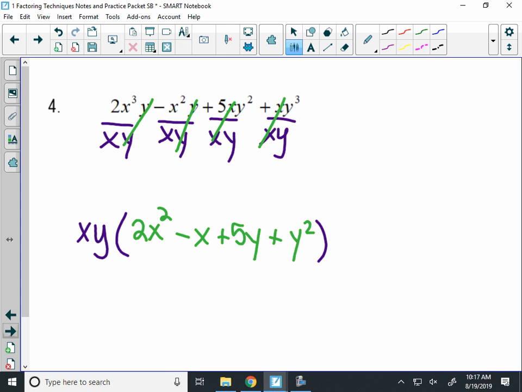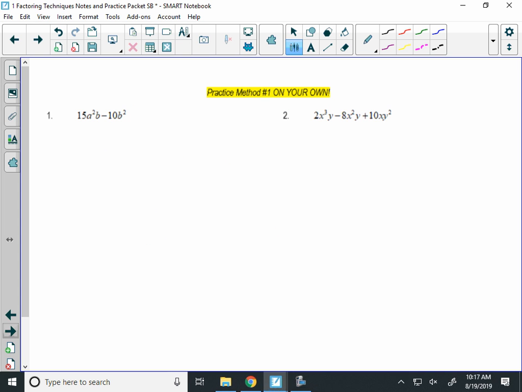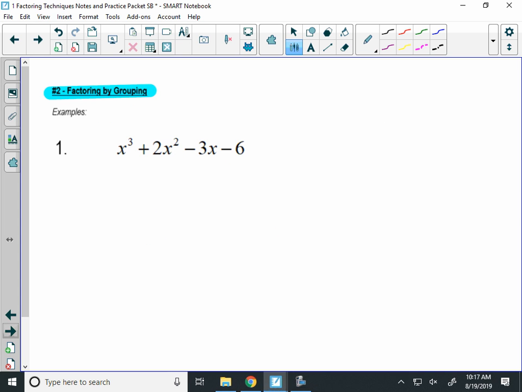Skip the next couple. You're going to do those practice on your own later. We're going to jump down to the bottom and review grouping. Now, grouping is a method. GCF, what we did first, can happen anytime you factor any problem, no matter how many terms there are: 2, 3, 4, 5. Grouping is specific. This is only used when there are 4 terms, separated by plus and minus like I have here.